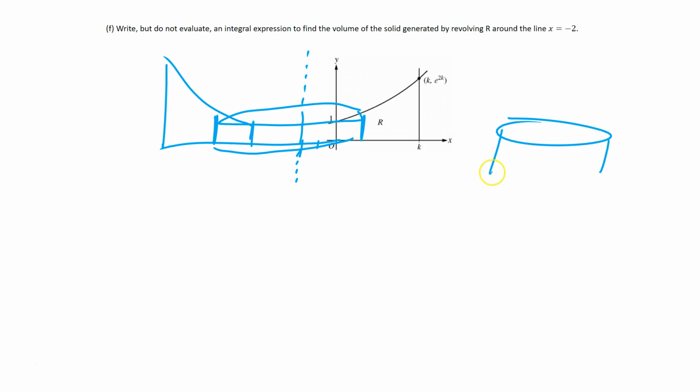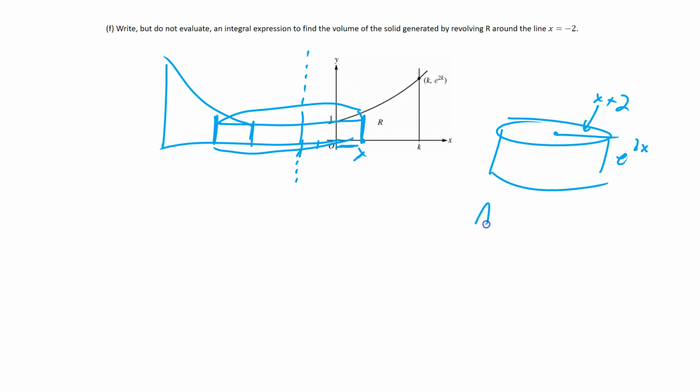So we have shells like this. They're a little bit bigger than the last time. The radius now, so this is x. X is the distance from the axis to the point. And we're going to add to that 2. So this is x plus 2. And even though it's -2, we're adding. I know it's kind of weird. Okay, the height is still just e to the 2x.